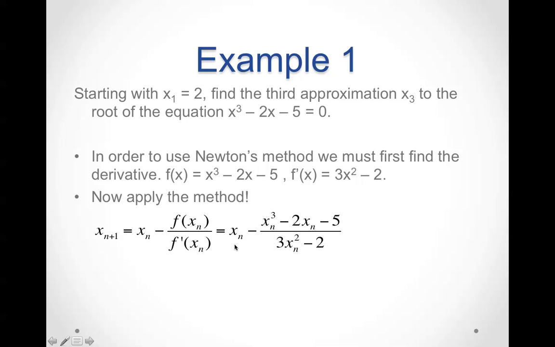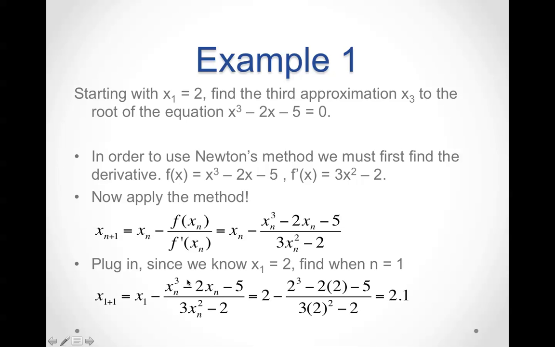We're going to apply it into the following formula: x sub n minus f of x divided by the derivative of f of x. Then, since we know x sub 1 equals 2, when n equals 1, we plug this information in. So we plug in 2 to where x sub n is in this fraction. So we have 2 cubed minus 2 times 2 minus 5 divided by 3 times 2 squared minus 2, and we get 2.1.